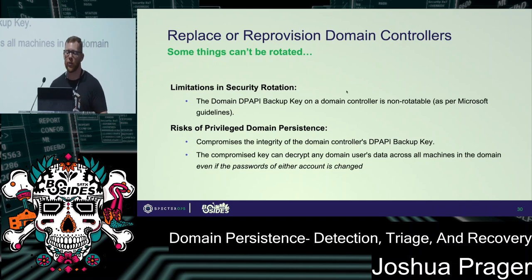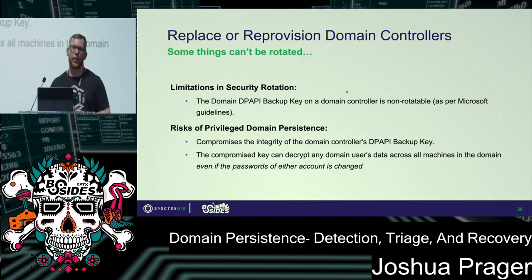All right, so when we're talking about on-prem specifically, we need to take a look at replacing or reprovisioning our domain controllers. You can take an already existing server that you know was not part of that scope or not part of that compromise, and you can simply elevate it to a domain controller. I say simply, that's kind of an overstatement. Or we can reprovision a completely new domain controller, okay?